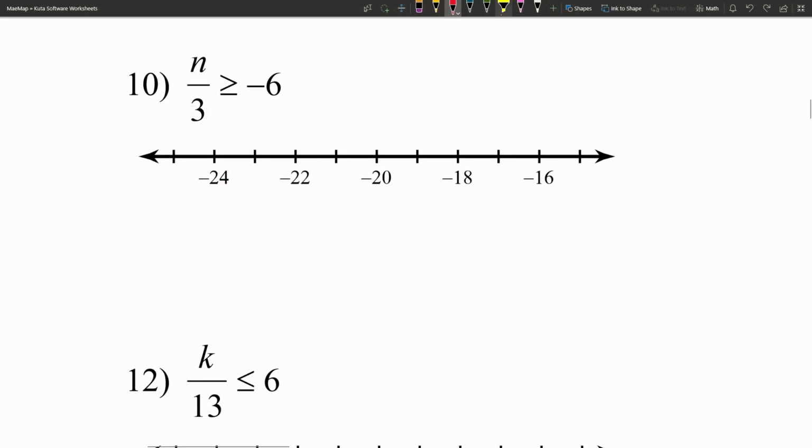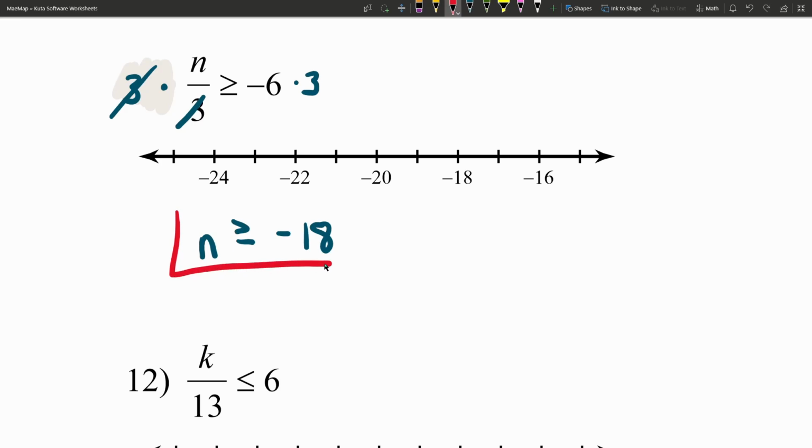In number 10, n divided by 3 is greater than or equal to negative 6. We're going to start with one step, just multiply by 3. When we do so, we'll get that n is greater than or equal to negative 6 times 3. Negative times a positive is a negative, and 6 times 3 is 18, so that's going to be a negative 18. So we have n is greater than or equal to negative 18. Again, we don't have to switch that because we multiplied by a positive. So, graphing this, we're going to locate negative 18, circle it, fill it in, and shade everything to the right.